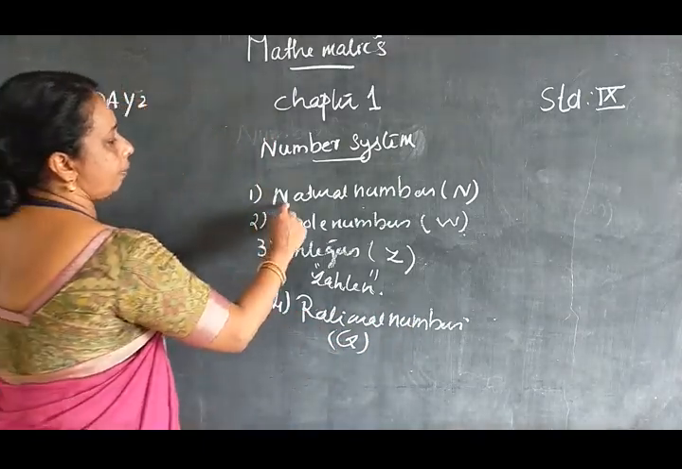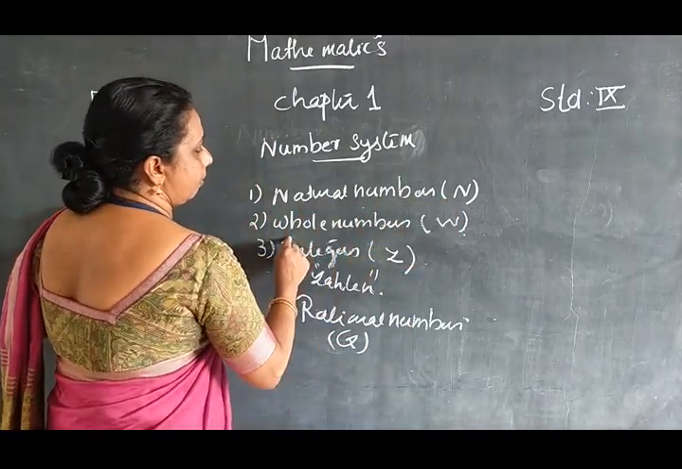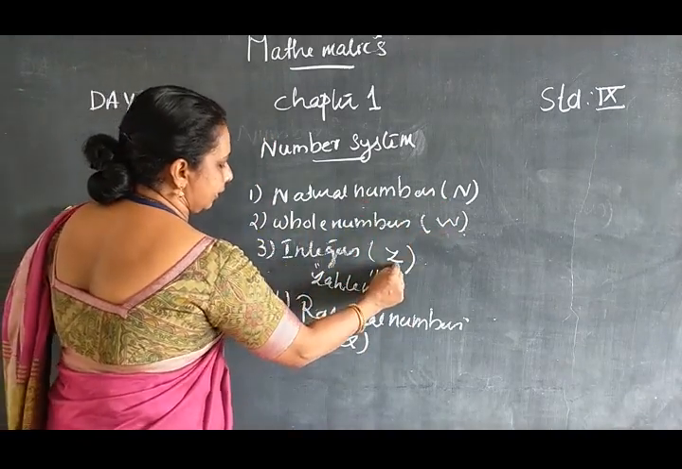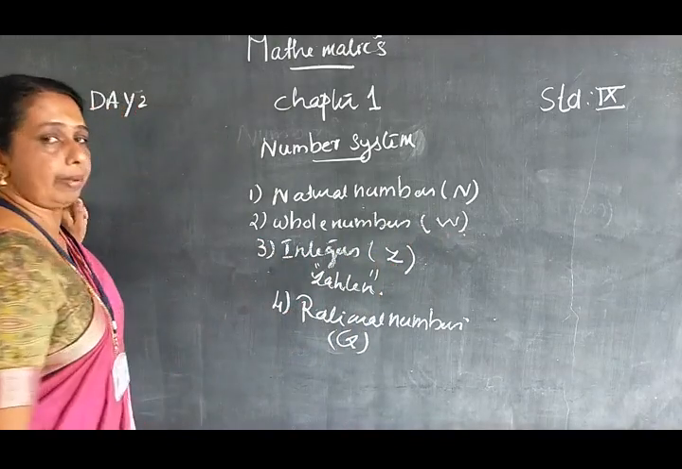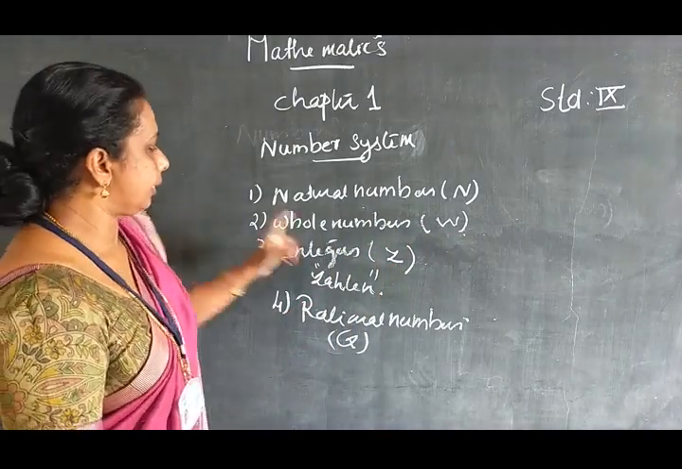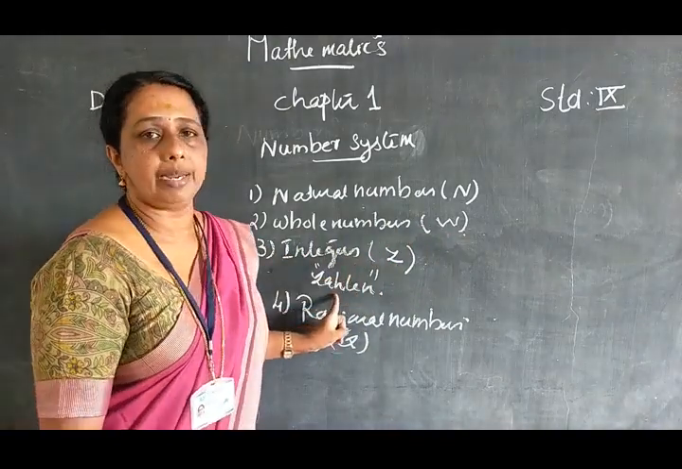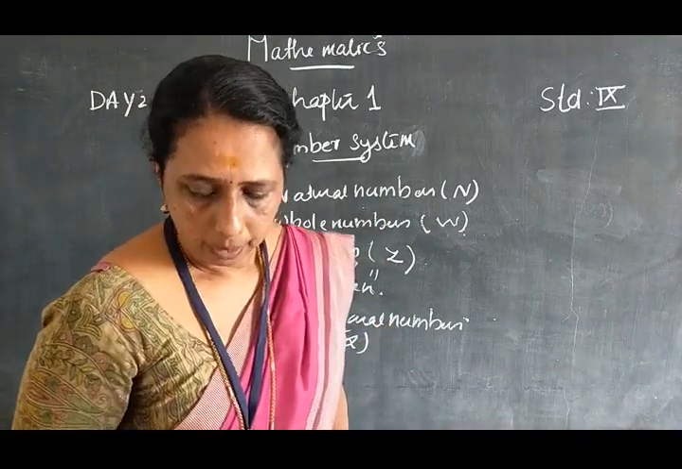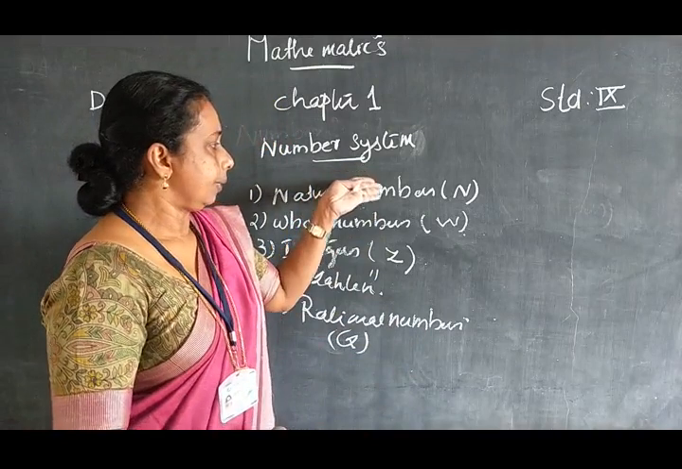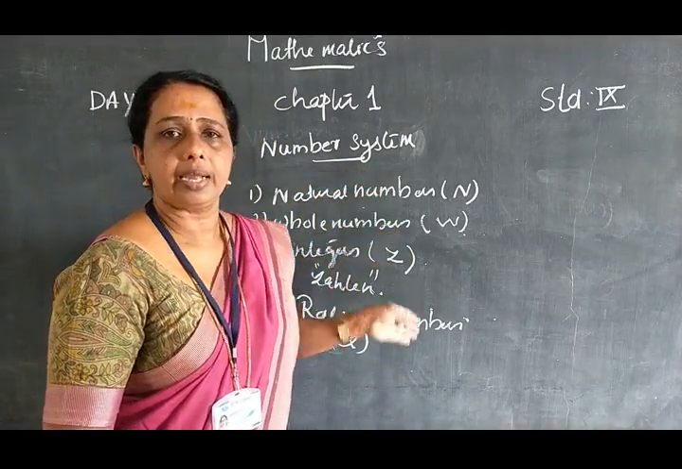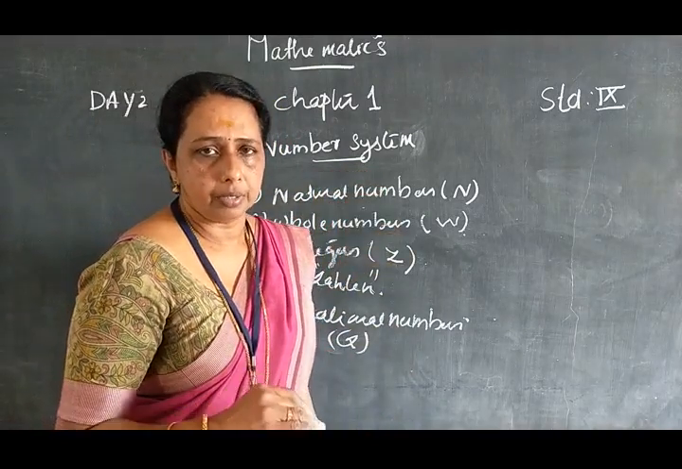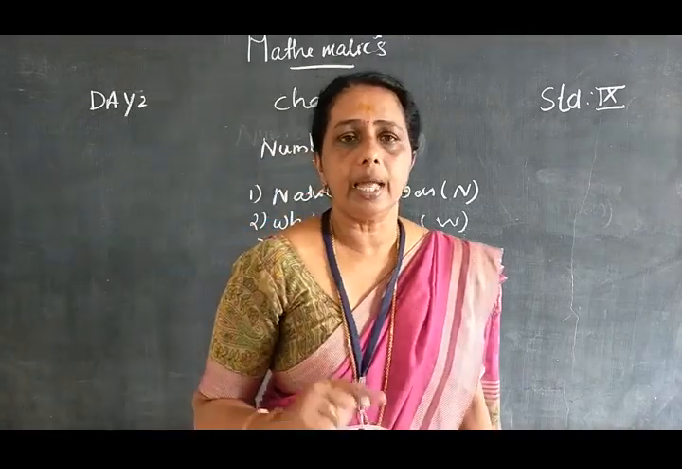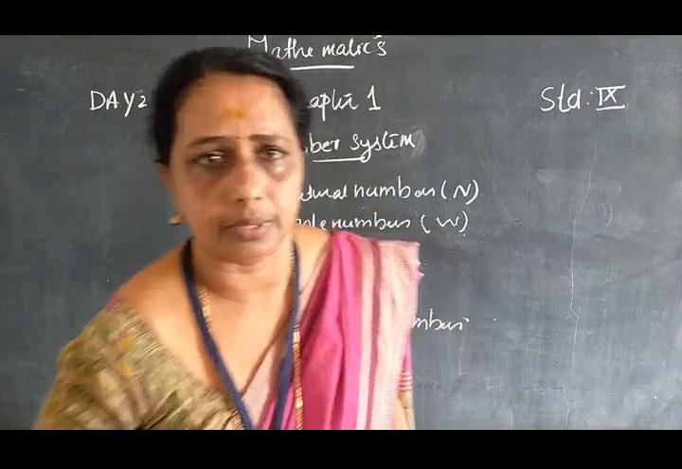Natural numbers are represented by the symbol N and whole numbers are represented by the symbol W. Integers are represented by the symbol Z and rational numbers are represented by Q. The Z comes from the German word Zahlen. The meaning of Zahlen is to count. Okay, this is the symbolization of the given numbers: natural numbers, whole numbers, integers and rational numbers.